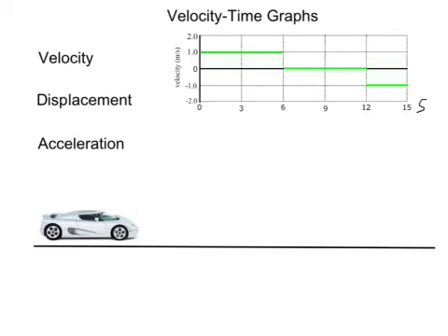So to get velocity from a velocity time graph, all we have to do is look to the y-axis at any point in time, and we can find the velocity. So how do we get displacement from a velocity time graph? We look at what we call the area under the graph. The area under this portion of the graph in the first 6 seconds is a rectangle. If we take length times width, that's 1 meter per second times 6, and that's going to give us the displacement. So we get displacement from the area under the graph.